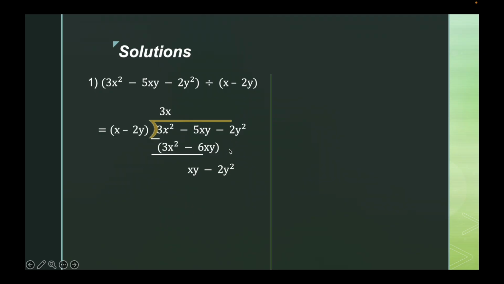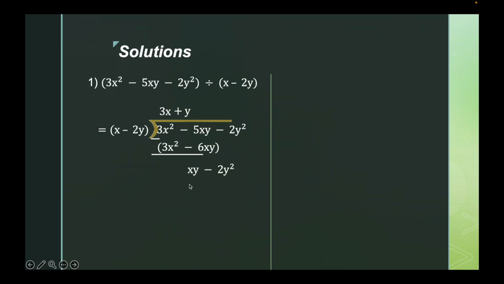And then you have to remember to bring down the next term of your polynomial, which is negative 2y squared. Your next step is to ask yourself, how many times does x go into xy, or how many times can I divide xy by x? In this case, it's just positive y times. So if I do y times x, I will get xy.